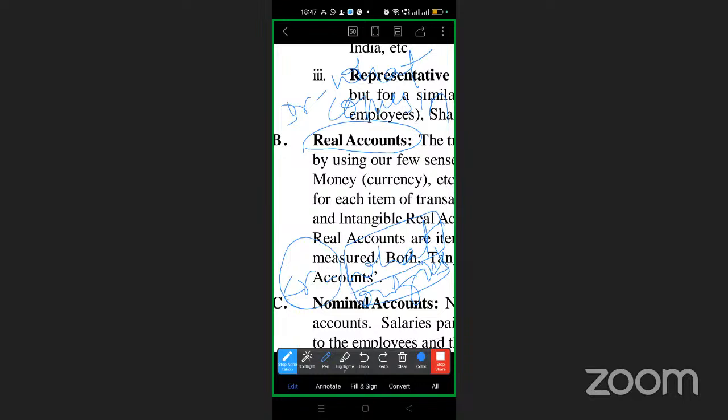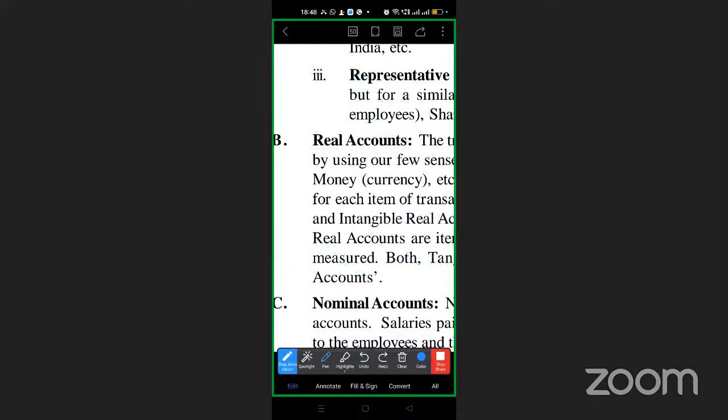So whenever I'm selling a bag, what will the customer give to me? The customer will give cash or money. Money is also something I can touch, see, and feel. So it's a real account. So debit what comes in. Cash is coming into the business.